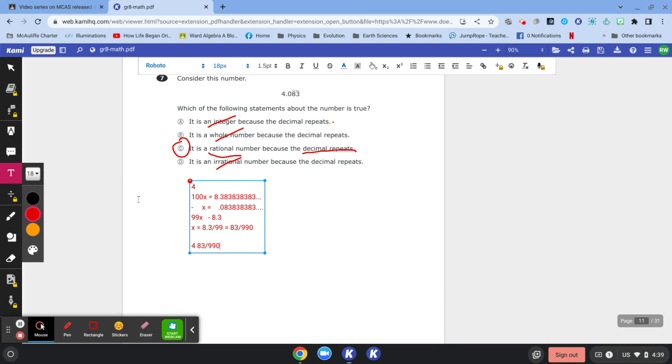But that's what a rational number is. It's a number that can be expressed as a ratio. That's why it's called a rational number. Irrational numbers cannot be, and that's why they are called irrational numbers, which means not rational or not a ratio.